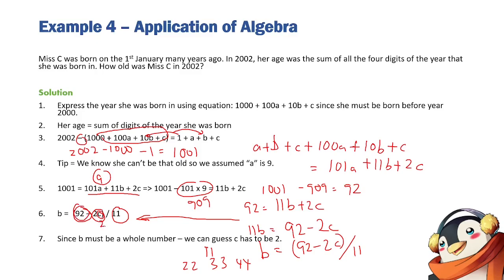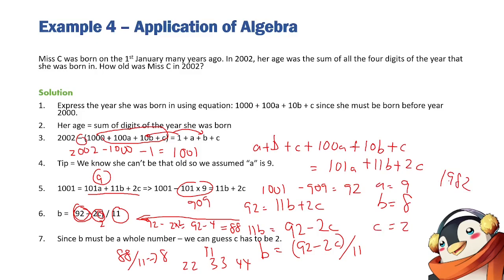So let's try 2 here, right? So 92 minus 2 times 2, which is 4. So you have 92 minus 4 gives you 88. So 88 divided by 11 gives you 8. And you know that if C is 2, then B is 8. So you have B equals 8, C equals 2, and then you know that A equals 9, so it will be 1982.